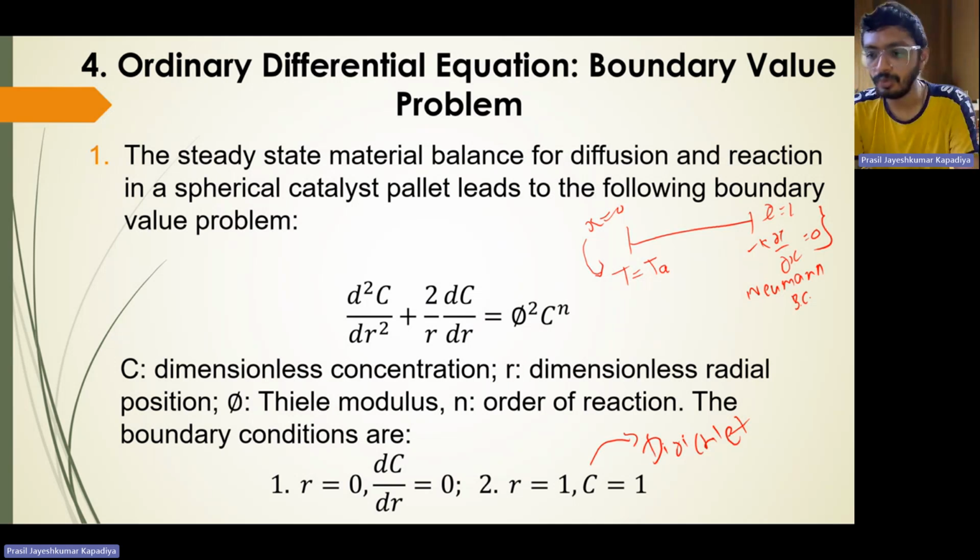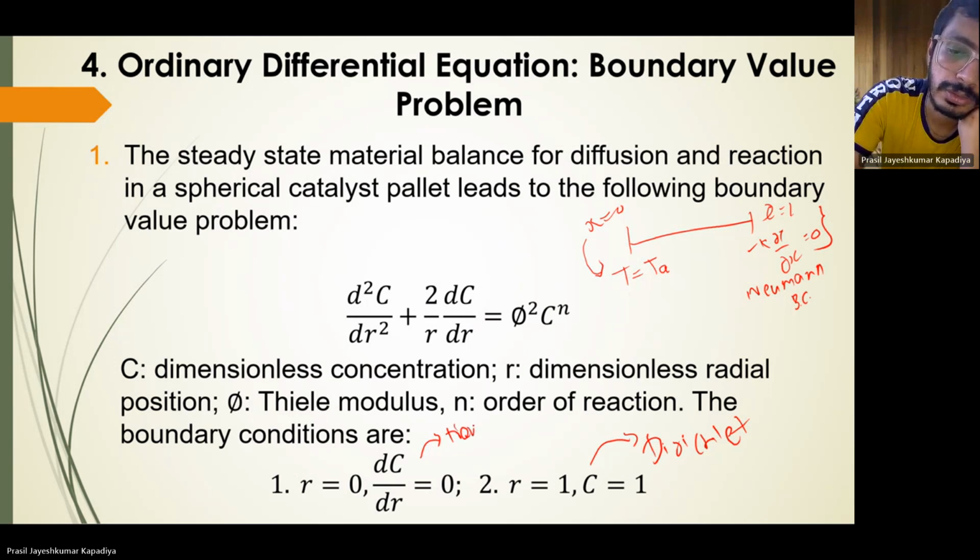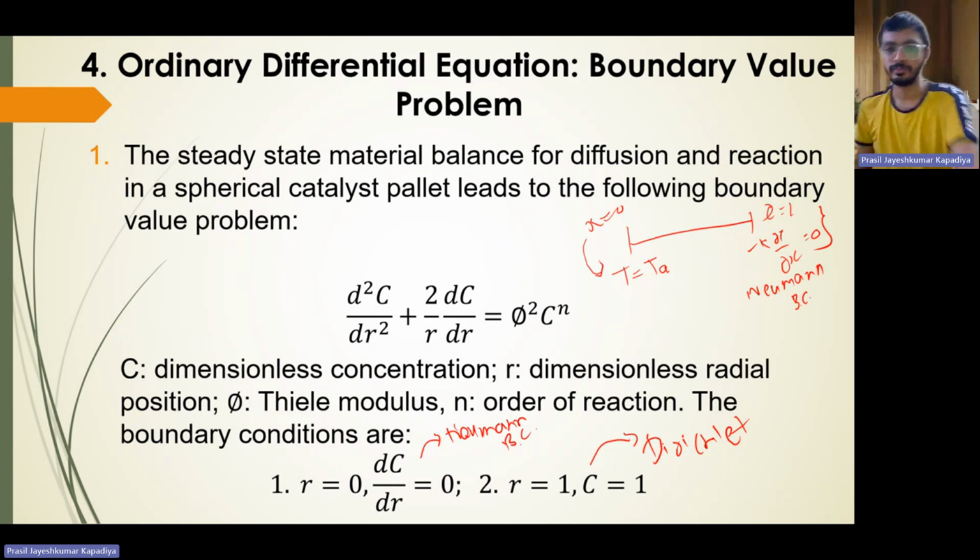So R is equal to 1, C is equal to 1 is called Dirichlet boundary condition, and R is equal to 0, dC/dR is also equal to 0, that is called Neumann boundary condition. Okay, so these kinds of questions may be there. What is Robin mixed boundary condition? Meaning both conditions are there, one Dirichlet and one Neumann. Then this kind of condition is called Neumann Robin mixed boundary condition. Correct?